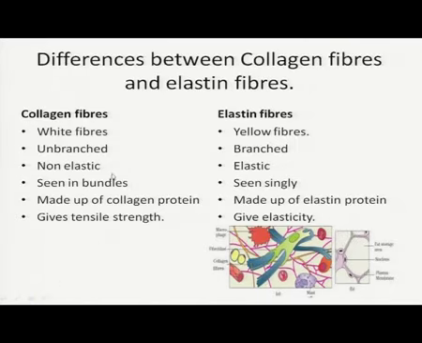Now, what are the differences between these two fibers? Just you can see the differences. Collagen fibers are white fibers and elastin fibers are known as yellow fibers. Collagen fibers are unbranched, elastin fibers are branched. Collagen fibers are non-elastic, elastin fibers are elastic. Collagen fibers are seen in bundles and elastin fibers are seen singly, made up of collagen protein and elastin protein respectively, and they give tensile strength and elasticity.